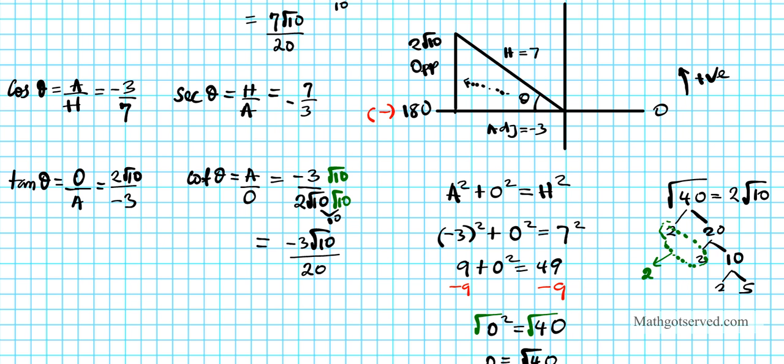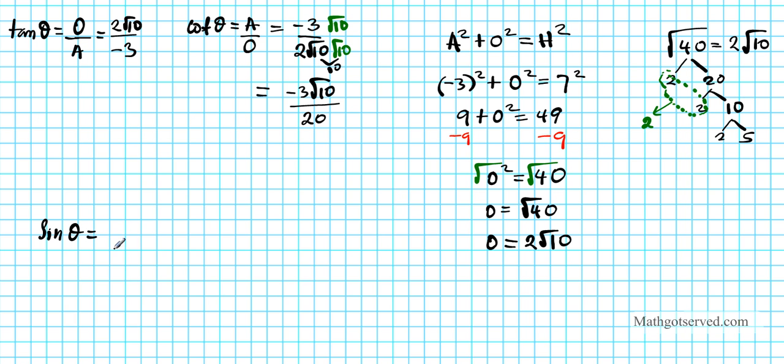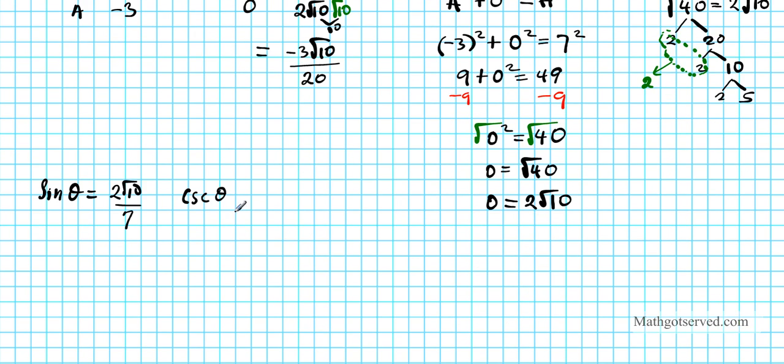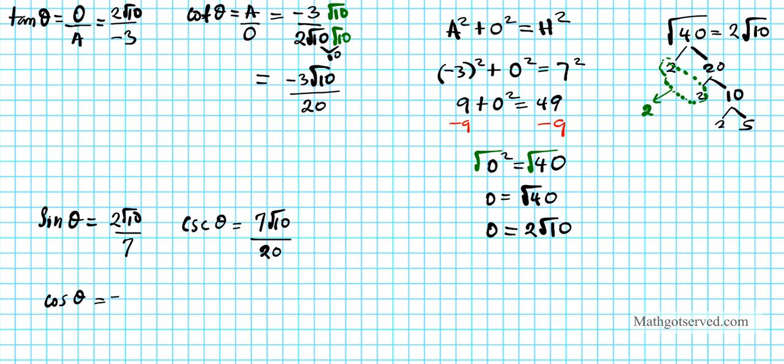All right, now let's organize all our answers in a nice list. Sine theta is 2 root 10 over 7. Its reciprocal, cosecant theta, is 7 root 10 over 20. Cosine theta is negative 3 over 7, and its reciprocal, secant theta, is negative 7 over 3.